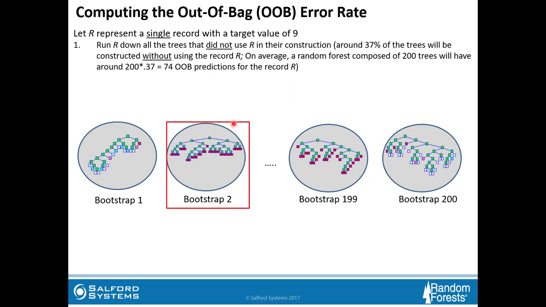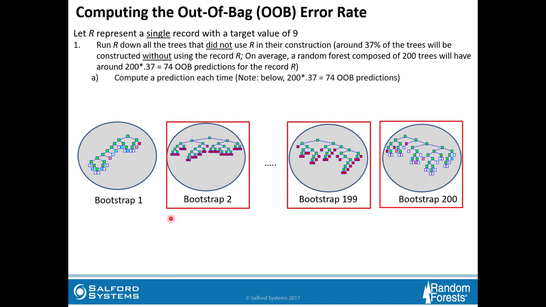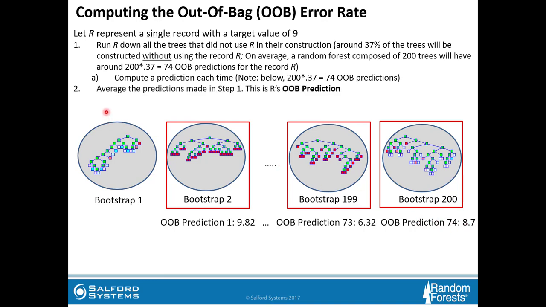So maybe this tree was constructed without R, as was maybe this one, and maybe there was a whole bunch in the middle, and then maybe this one as well. Now what you do is you compute a prediction for each of the trees that did not use R in their construction. So run R down this one, this one, this one, and all the ones in the middle. So you'll have around something like 74 predictions if you have a random forest of 200 trees. And so maybe you'll have this first out-of-bag prediction, and then maybe this one, and then maybe this one. And then what you do is you just average the predictions made in step 1. And this is the record R's out-of-bag prediction, which is here.